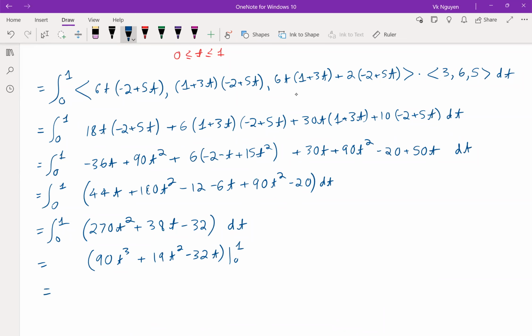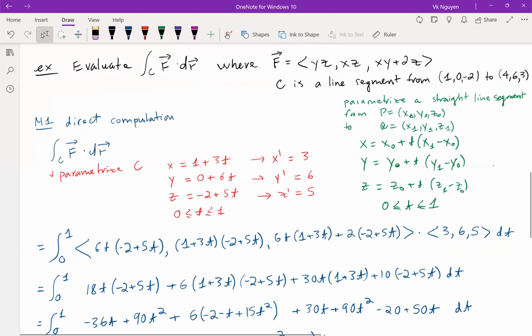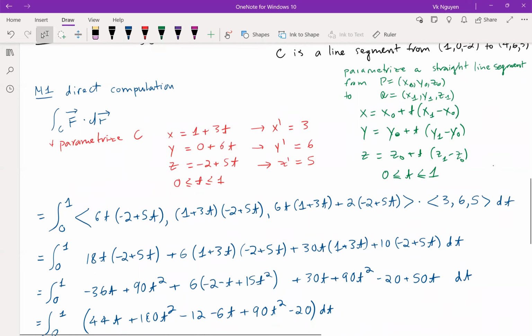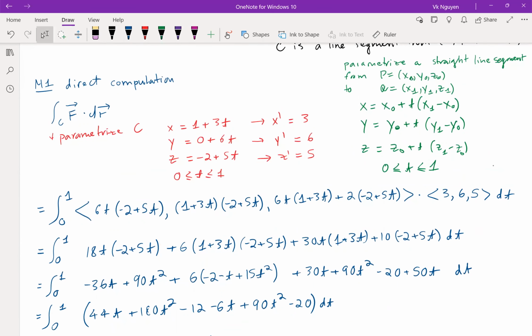And what do we have here? 90 plus 19 minus 32. Yeah. 77. This is a nice formula here. Yeah, I still want to show you the second method though, because this is a nice problem to show you that, yeah, you can do either way, right? It doesn't matter which way that you do.